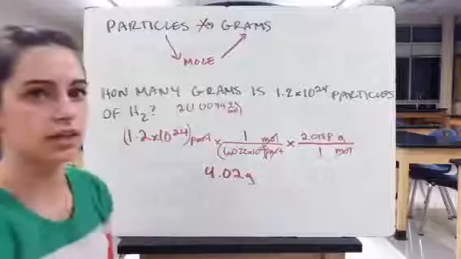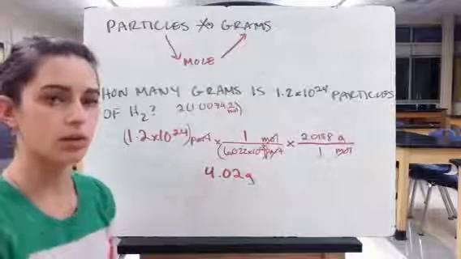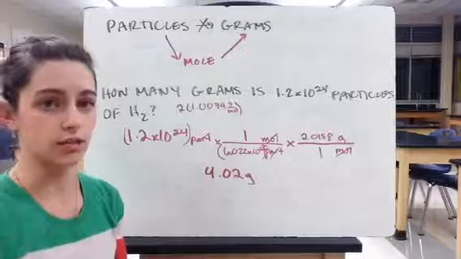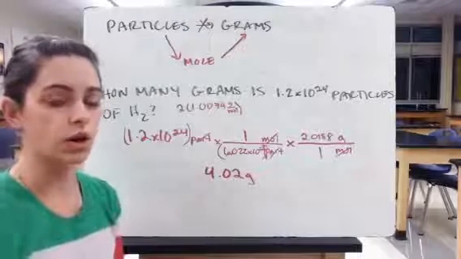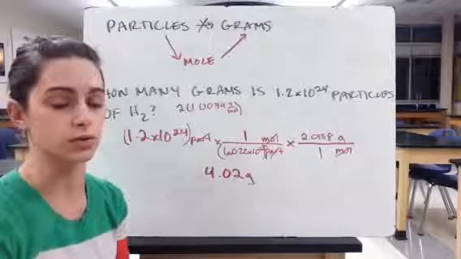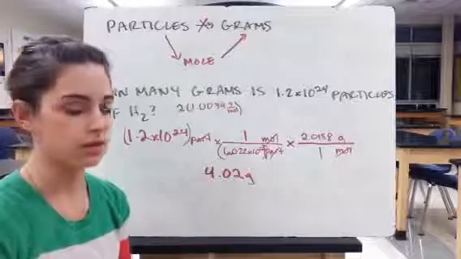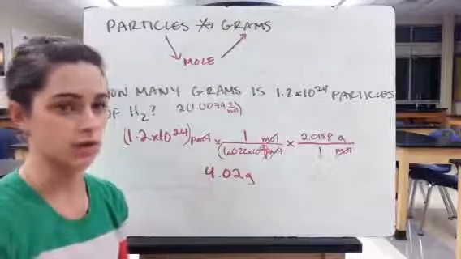grams of hydrogen. And that's how we use the mole to do our conversions between moles and particles, particles and moles, moles and grams, grams and moles, or to go all the way from particles to grams or grams to particles. You have to go through the mole. To do that, you're going to use the molar mass if you're using grams, or you're going to use Avogadro's number if you're going to particles.